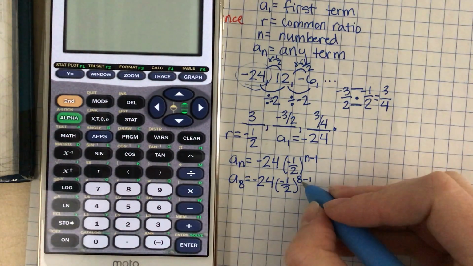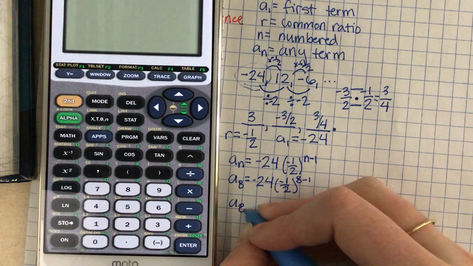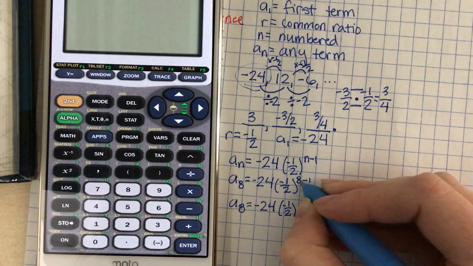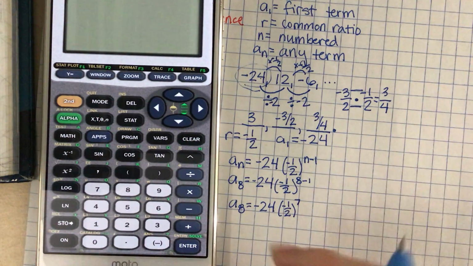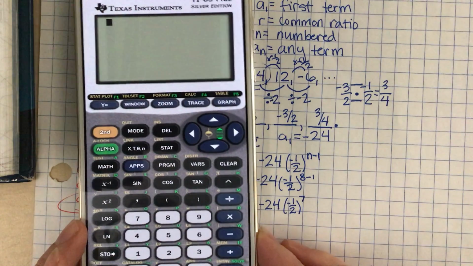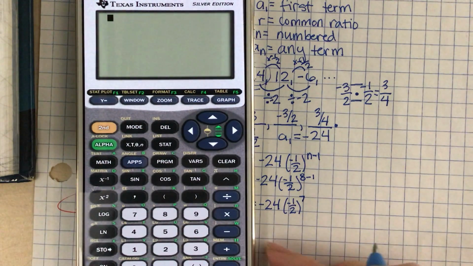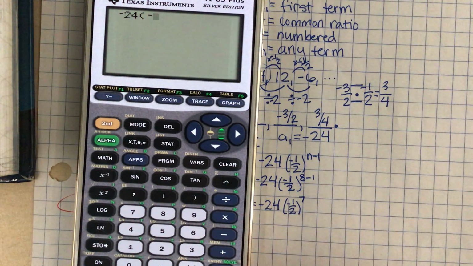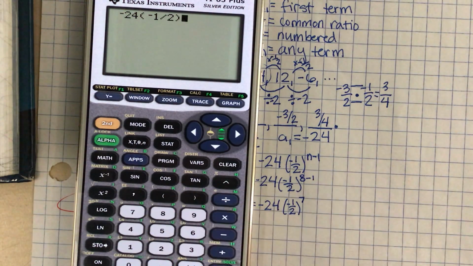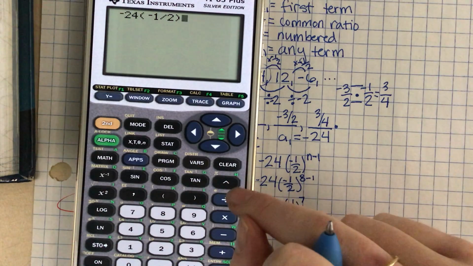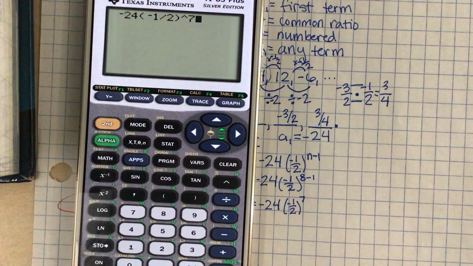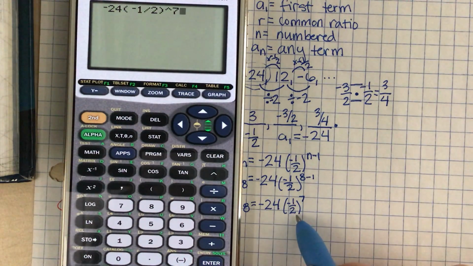So now this next step, I'm going to put this over here. We would want to next subtract our exponents. So we would have A8 equals negative 24 times negative 1/2 to the 8 minus 1, which would give me 7. Now, some of you are able to do this in different ways. I would type this in just as it appears on our paper here. 1 divided by 2. And then to get an exponent, you're just going to use this caret button, this little upshift key here. And we said our exponent is 7. So that's the same thing as what we have written out here on our paper.